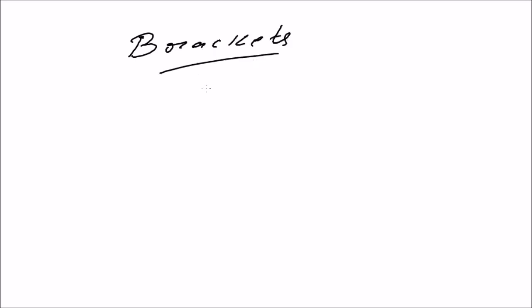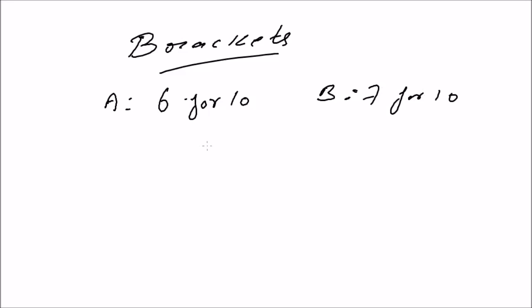So what are brackets basically? Let's take an example. A guy A goes to a shop and buys 6 books, which is for 10 rupees each book, and a guy B goes and buys 7 books for the same price. So what would be the cost of the total books that A and B bought together? To do this you can use two methods.